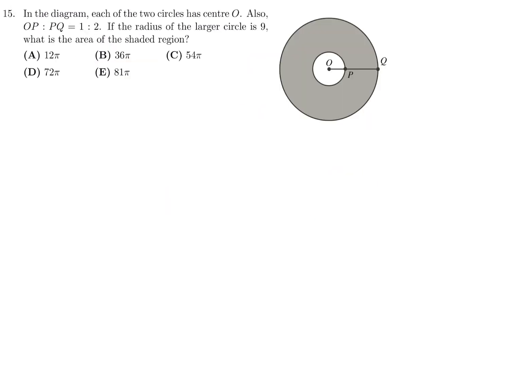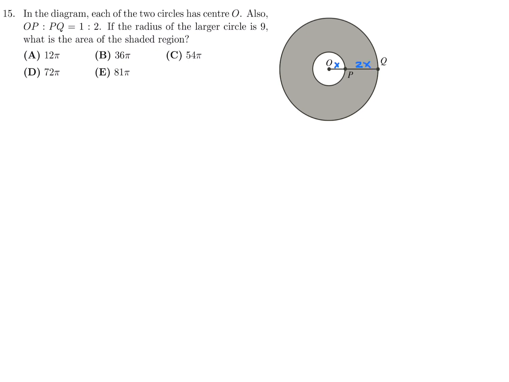In the diagram, each of the two circles has center O. Also, OP to PQ, the ratio is 1 to 2. If the radius of the larger circle is 9, what is the area of the shaded region? Well, OP to PQ is 1 to 2, so if OP is x, PQ will be 2x.